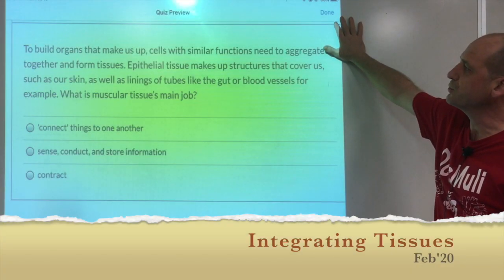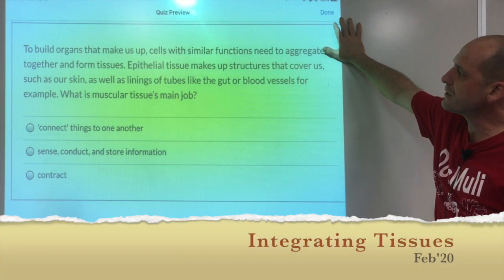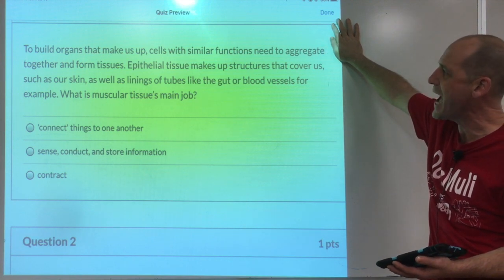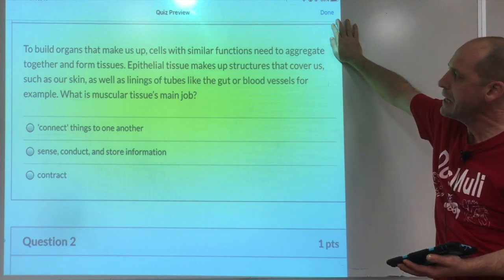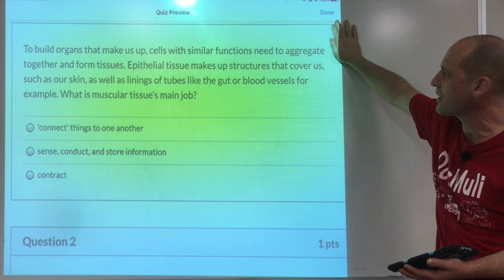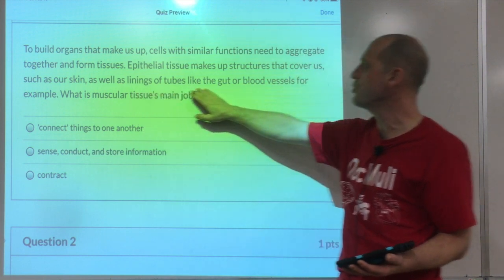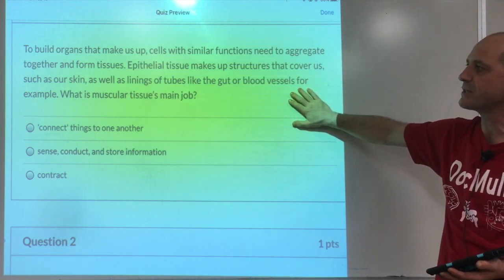Okay, now the tissues. To build organs that make us up, cells with similar functions need to aggregate together and form tissues. Epithelial tissue makes up structures that cover us, such as the skin, as well as linings of tubes like the gut or blood vessels, for example.